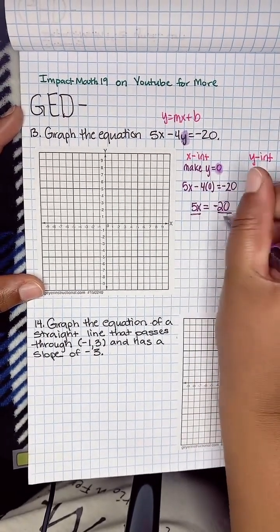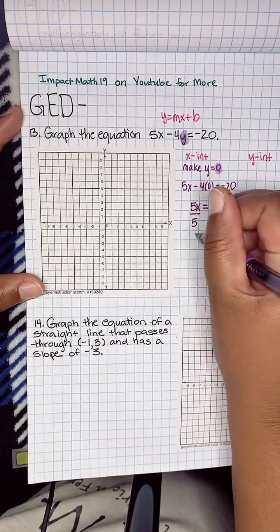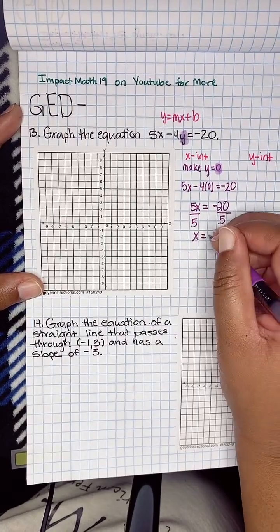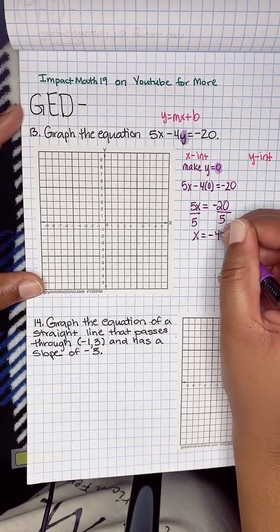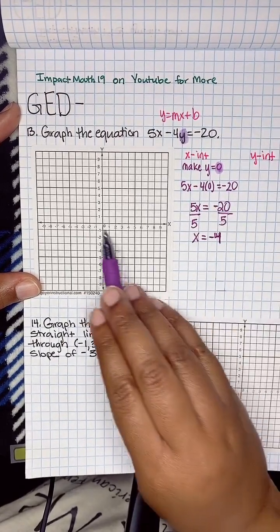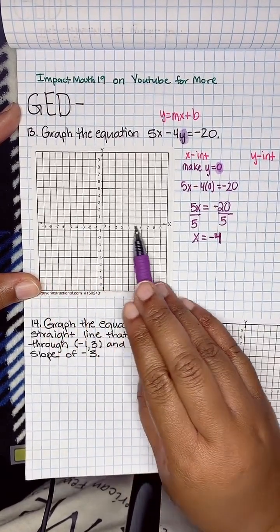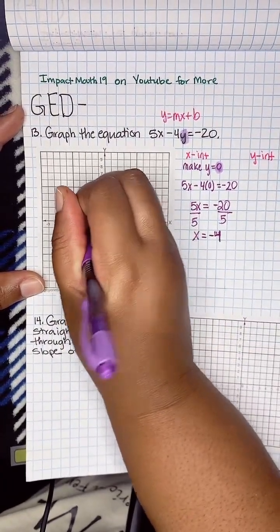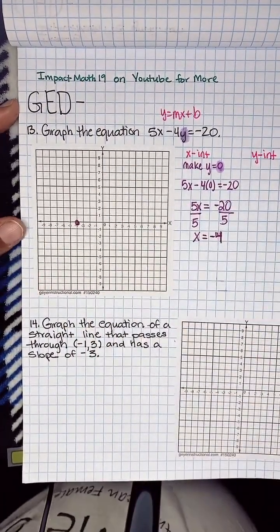Divide, divide. Good. So we're going to divide by 5, and we get x equals negative 20 divided by 5, which is negative 4. So remember, we're going to look on the x-axis for negative 4. That's our first point. So negative 4 is right here.